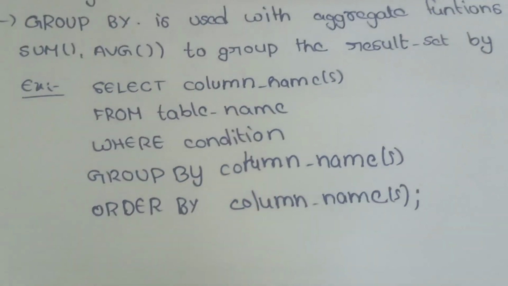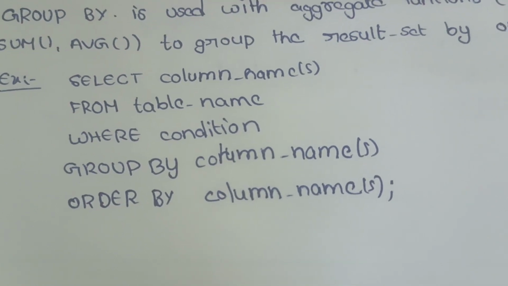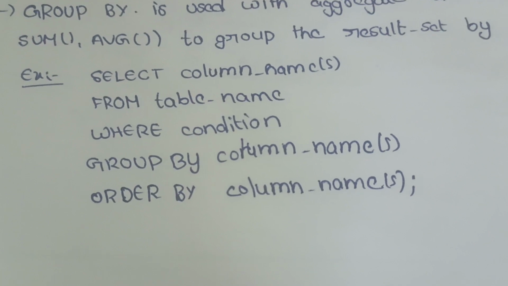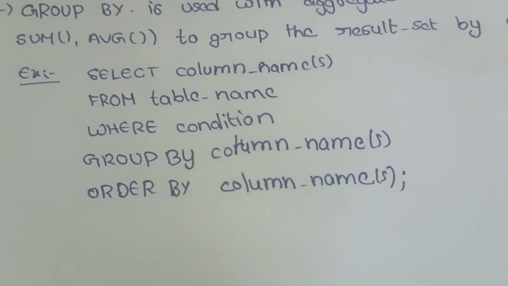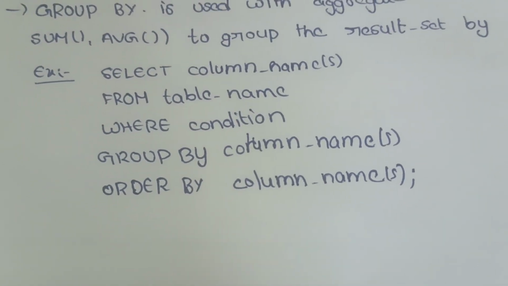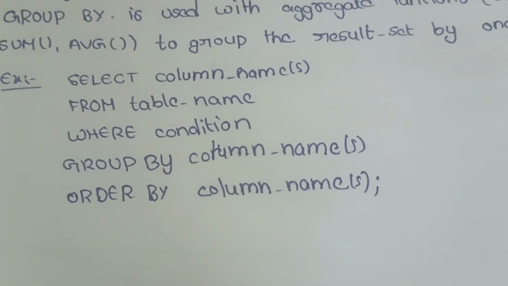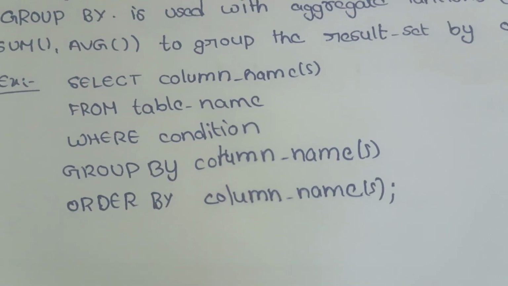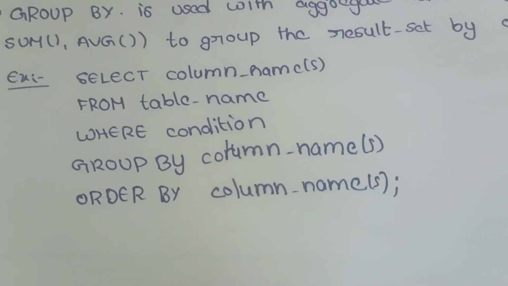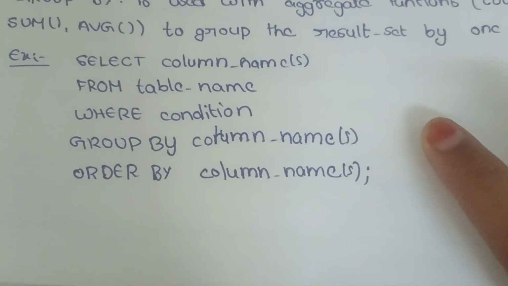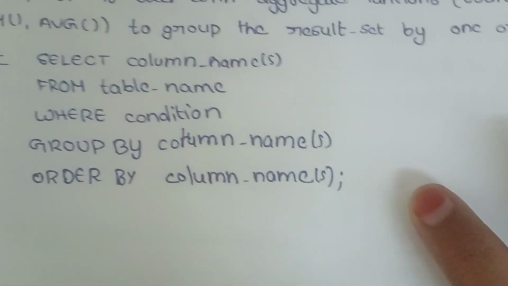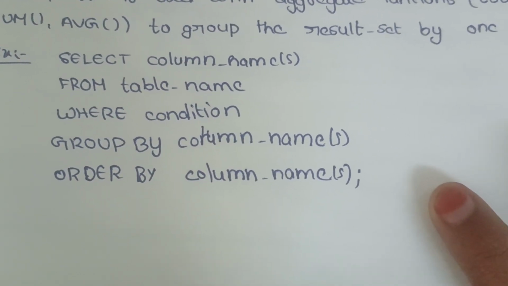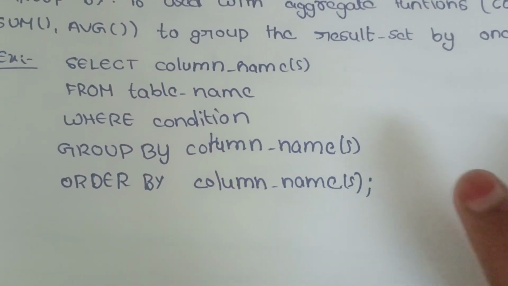This is the syntax of the GROUP BY statement. SELECT column names, or we can print the total table as per our criteria, WHERE condition, GROUP BY column names, the columns on which we should apply it. And ORDER BY, if they ask to print in a sorted order, ascending or descending; in that situation we can use the ORDER BY statement.